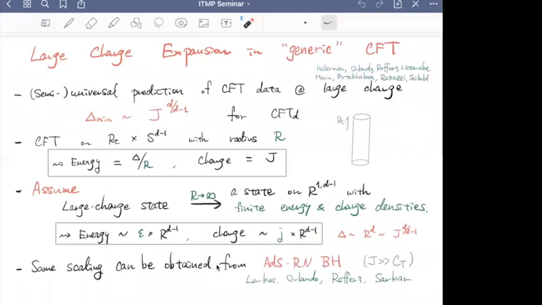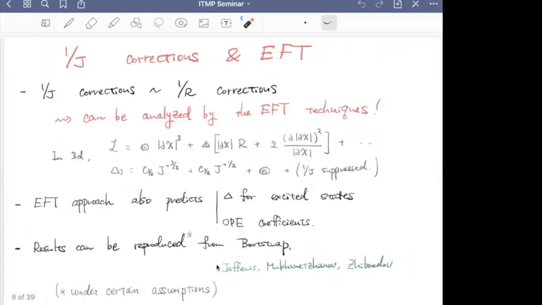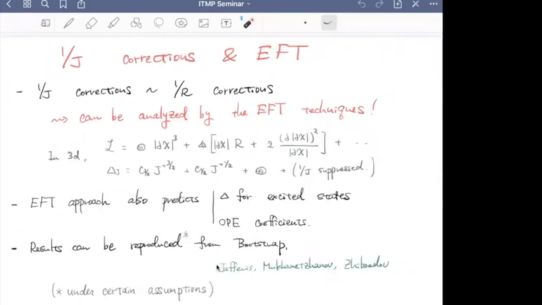This paper analyzed the AdS RN black hole, when the size of the black hole is very large, and they first reproduced the leading behavior, and they also confirmed that there is a correction suppressed by 1 over J. Of course, the coefficients depend on the details, because it also depends on the coefficients of the EFT. So they didn't make any further comments about it. Ah, okay, thank you.